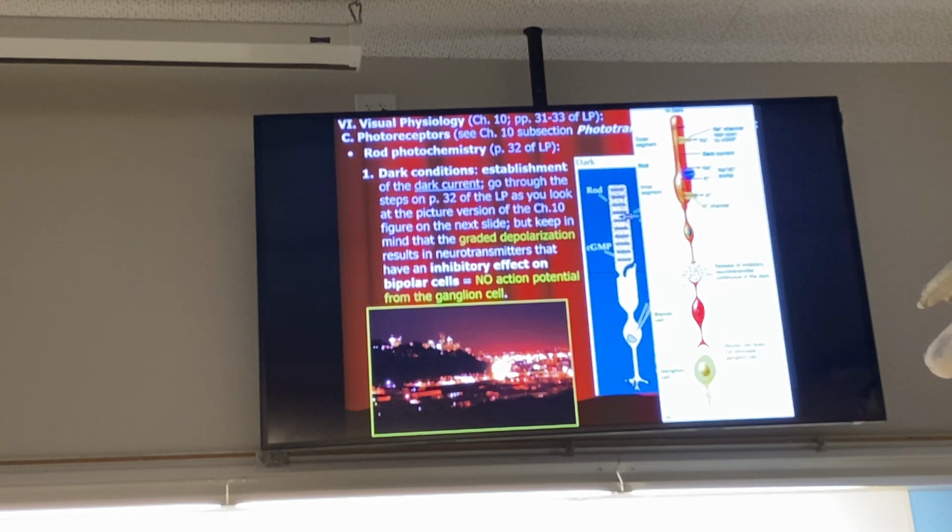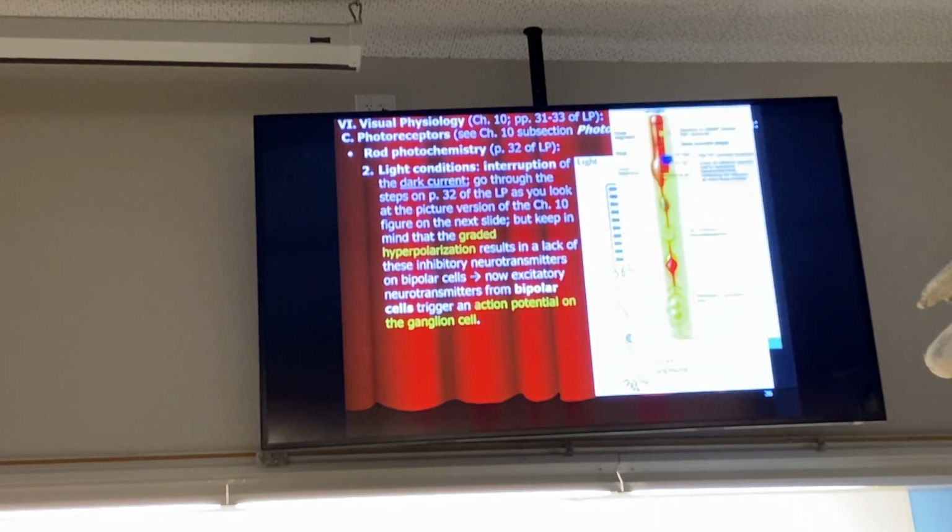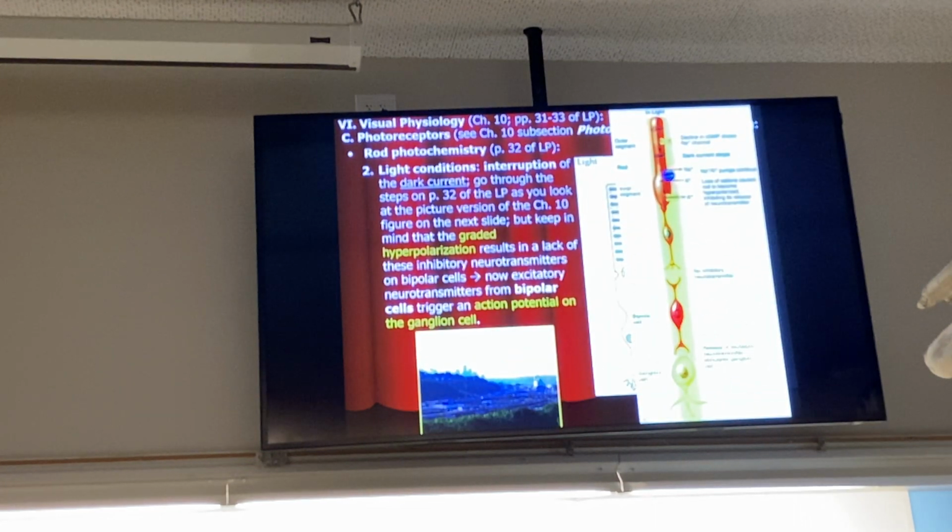This is the bottom half of that sheet. This is from your textbook for the dark current. There's way more to this than that. If you want to look it up about calcium and everything else, go ahead. I'm telling you what you need to know for lecture exam 2. Okay? All right, what happens when the light comes on?